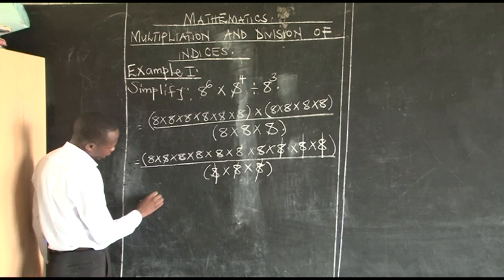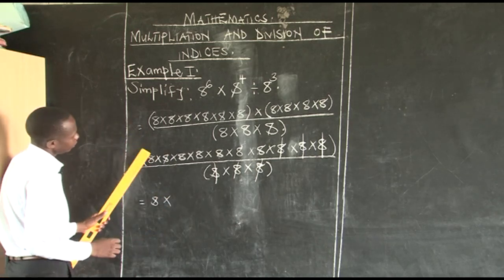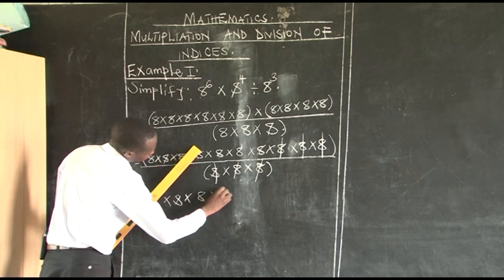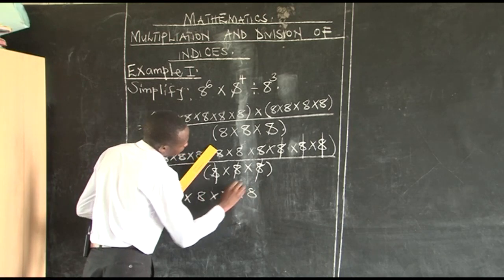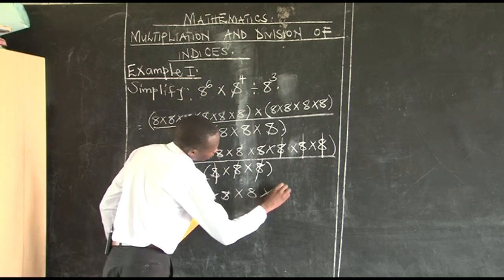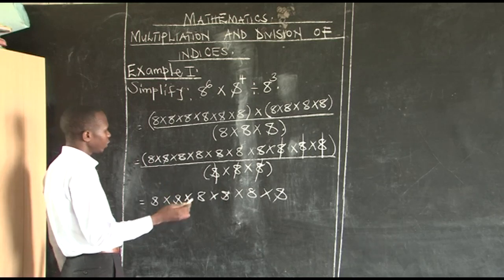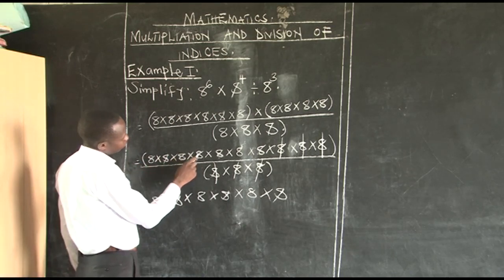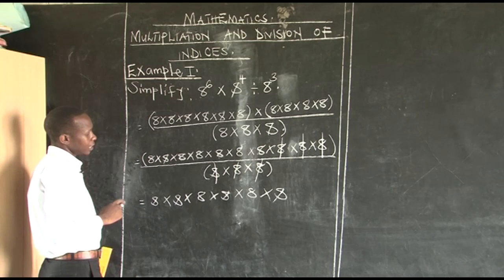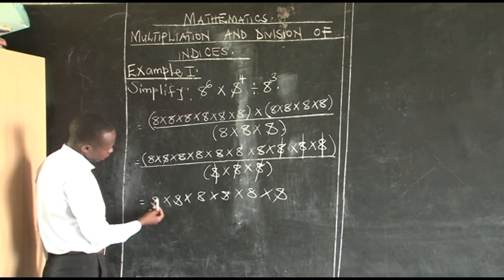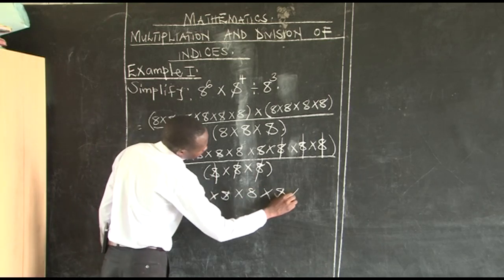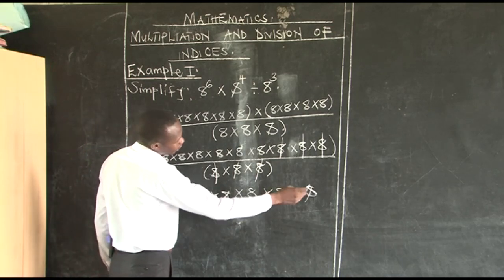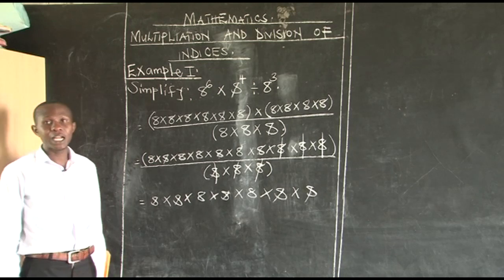We are remaining with 8 times 8 times 8 times 8 times 8 times 8. Let's count them and see how many 8s we are remaining with. 1, 2, 3, 4, 5, 6, 7. There are 7 8s that have not been cancelled. Then we shall say times 8. How many are they now? 1, 2, 3, 4, 5, 6, 7. They are 7 8s which are not cancelled.